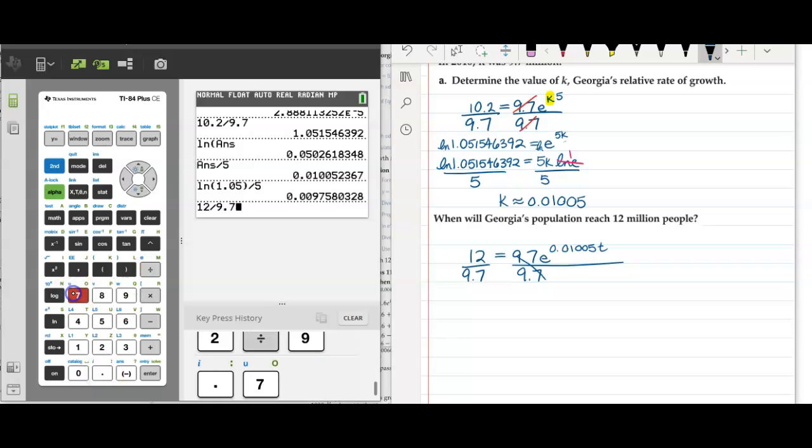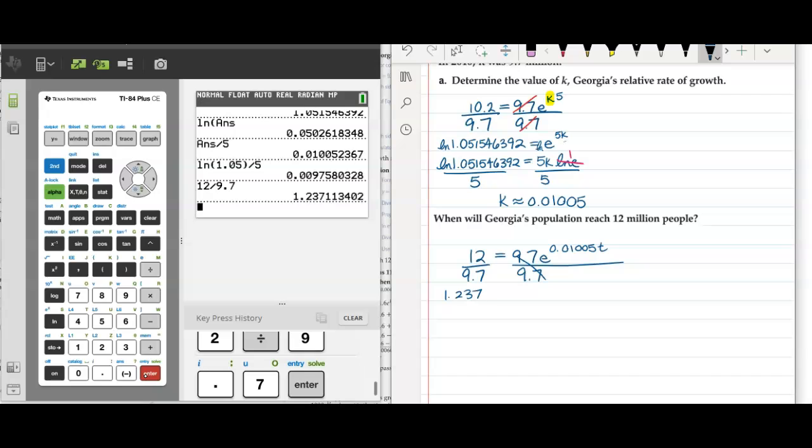Divided by 9.7 gives me 1.237113402, and that equals e to the 0.01005t. Taking the natural log of both sides allows for that exponent to become the coefficient. That just equals 1.